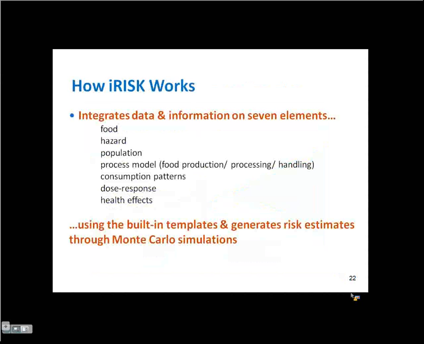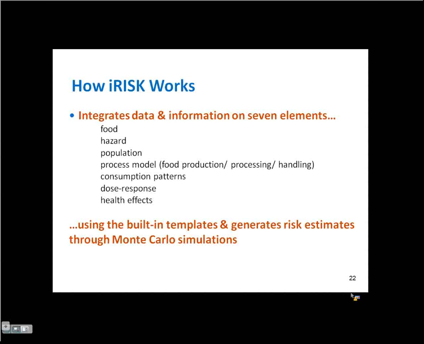iRISK generates an estimate of risk to the population by integrating data and information on 7 elements. They are food, hazard, population, process model, consumption patterns, dose response, and health effects. I like to point out that the process model refers to the steps in the food supply chain, for example, steps in food production, processing, handling, up to the point of consumption.